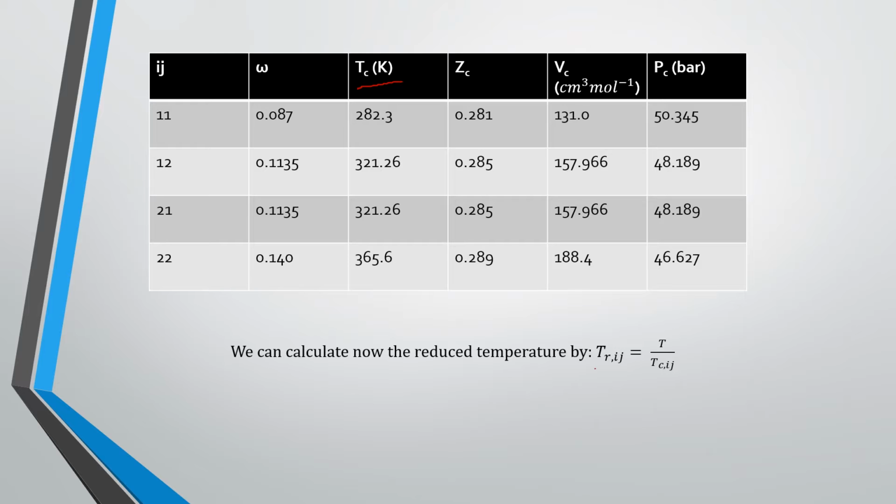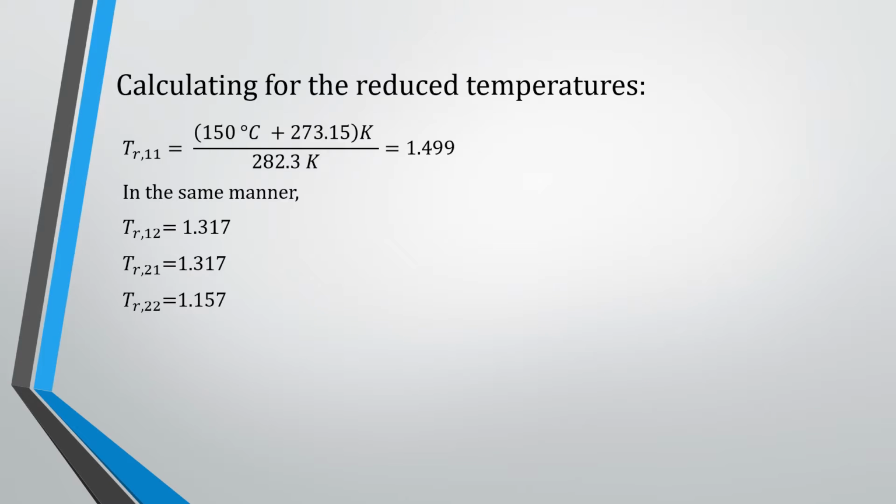And since we already obtained the critical temperature for each ij pair, we can then calculate the reduced temperature for each ij pair by using this equation. So calculating for the reduced temperature, which is the quotient of the temperature of the system over the critical temperature of each ij pair, these are the values for each ij pair.